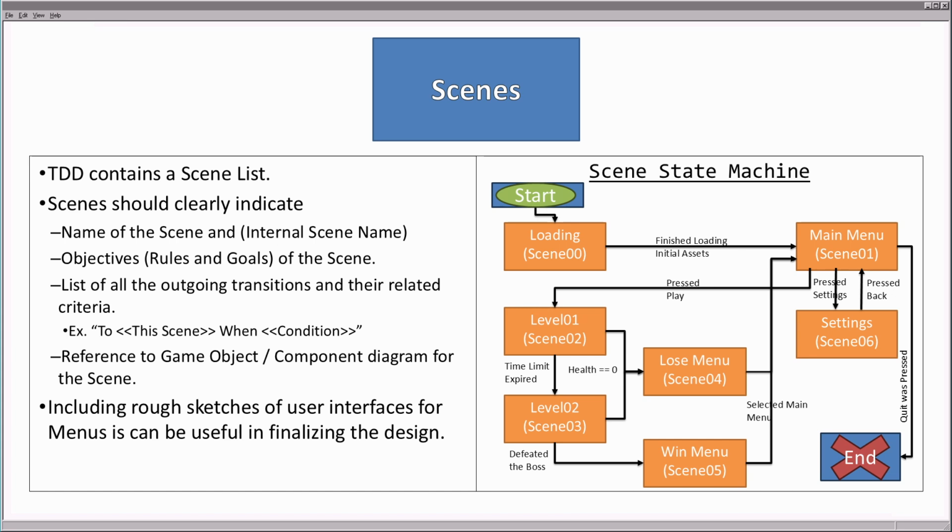Listing all of the outgoing transitions and the related criteria, for example, to this scene when this condition is true. A reference to the game object component diagram for the scene. Including rough sketches of user interfaces for menus can be useful in finalizing the design.